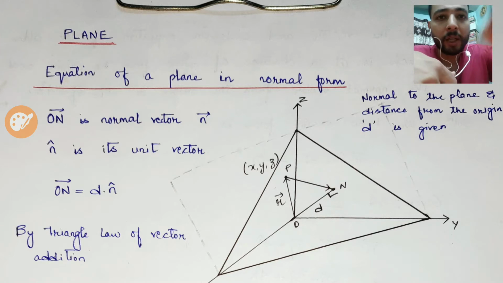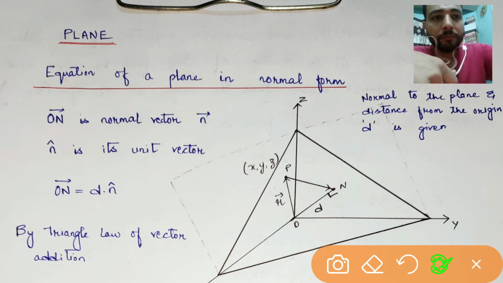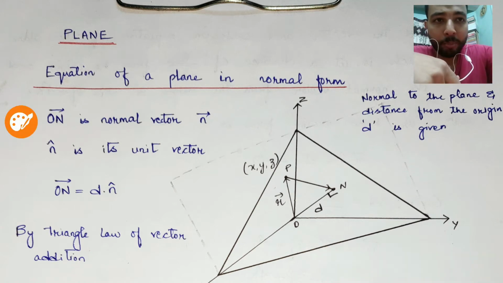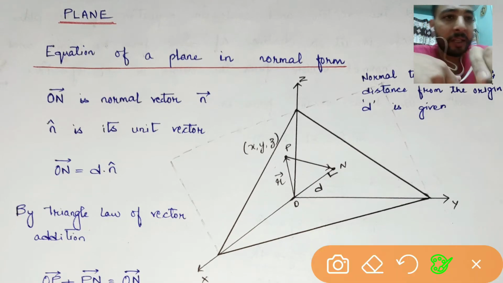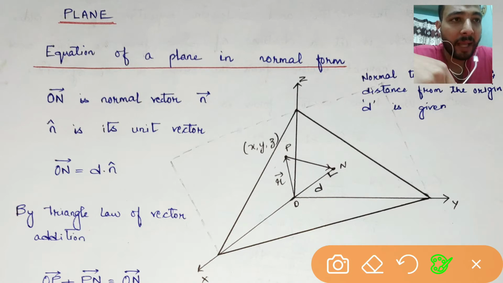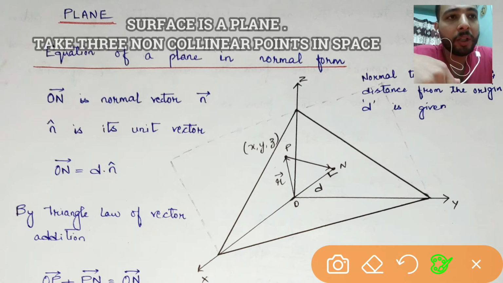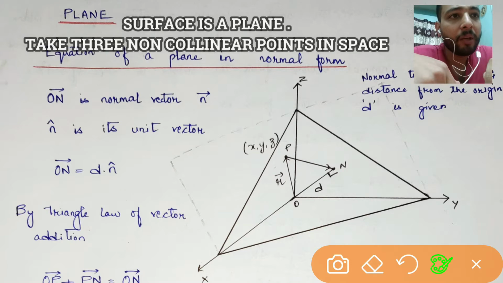Now let's start with plane here. So what is a plane first? A plane is a surface which will be made if I have three non-collinear points on that surface. If I pass lines through those three non-collinear points, then I will get a plane.